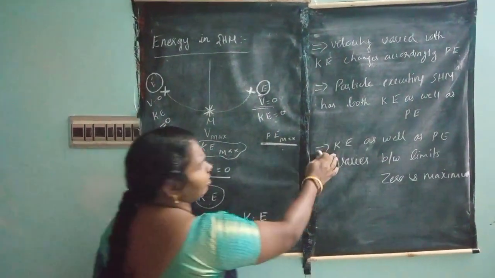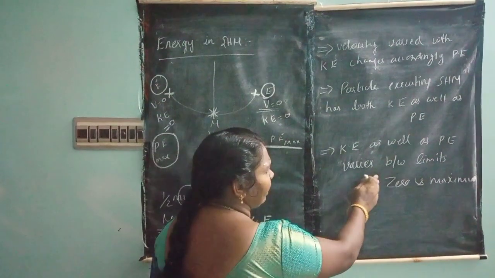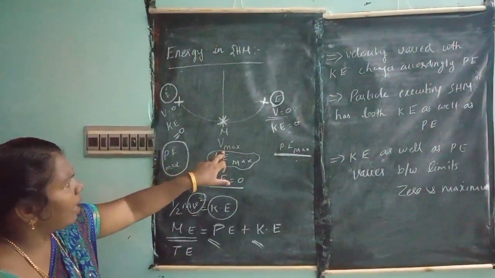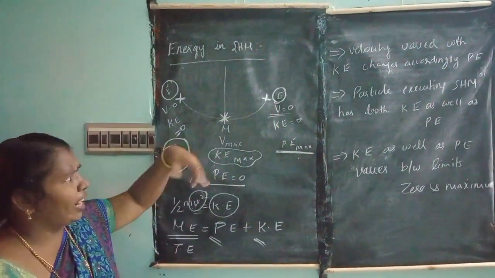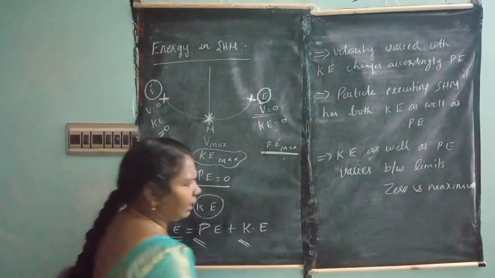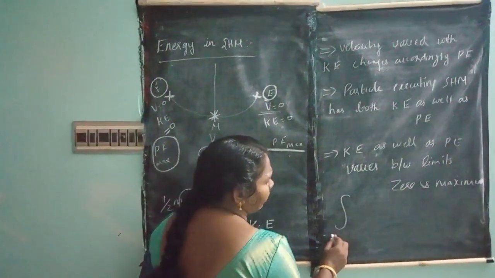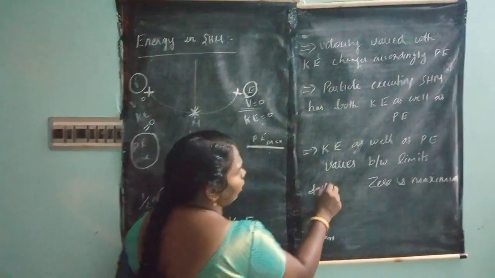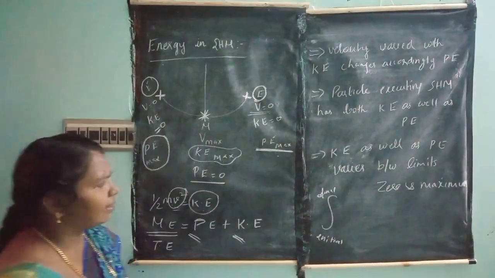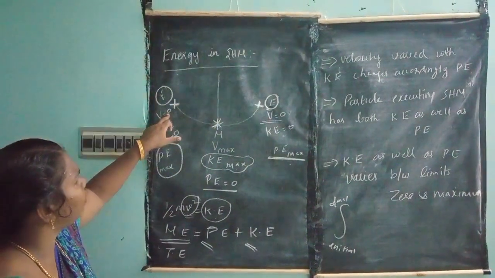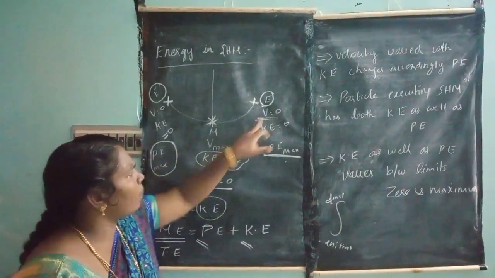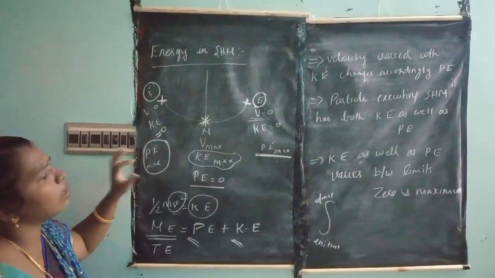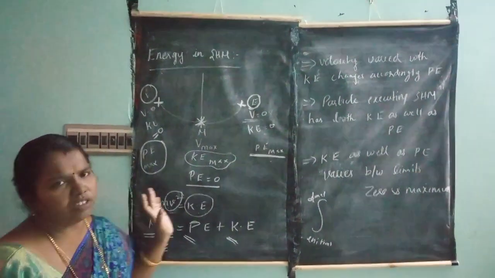The kinetic energy as well as the potential energy vary between limits. What is the limit here? From 0 to maximum, and here also from 0 to maximum. When you integrate, there is an initial limit and a final limit. What is the initial point and what is the final point? Here the limit starts from 0 to maximum for both the kinetic energy and the potential energy. Okay.